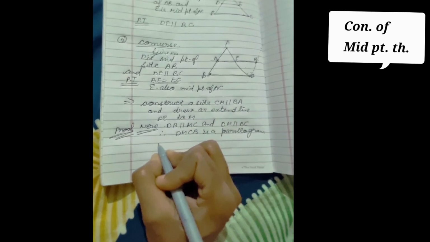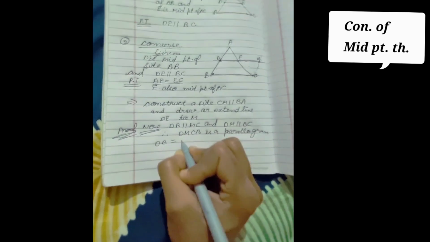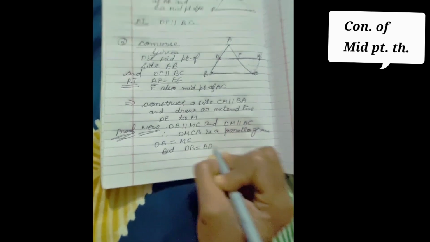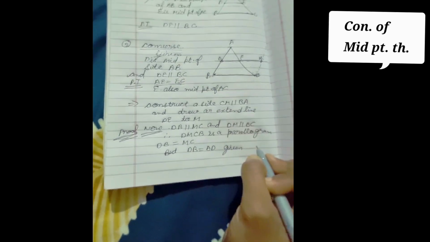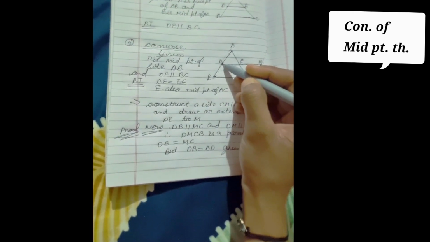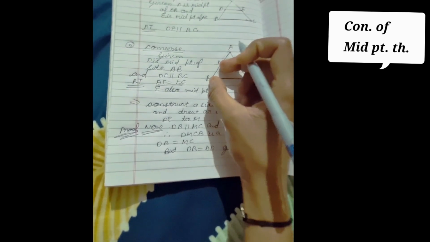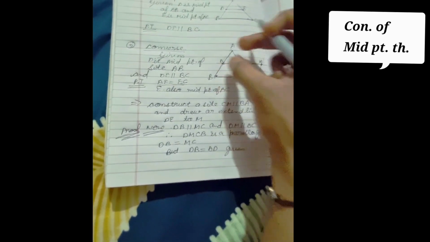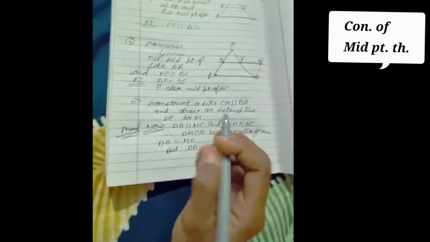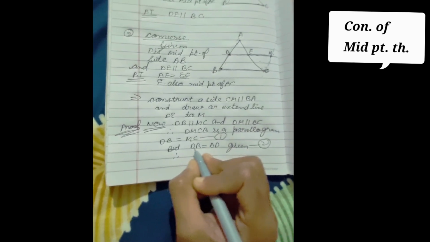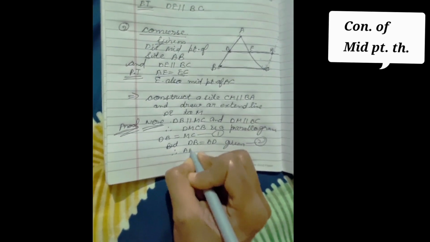So DB equals MC, but DB equals AD, given, because D is the midpoint. That's why it is given that this side is equal to this much. But this is also equal to this side, that's why AD and MC are also equal. So from 1 and 2, AD equals MC.